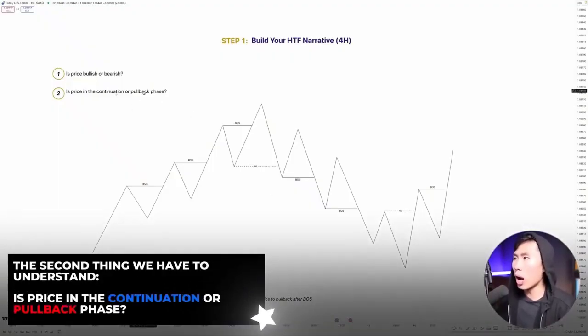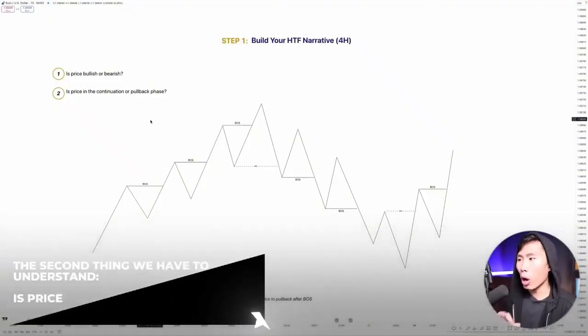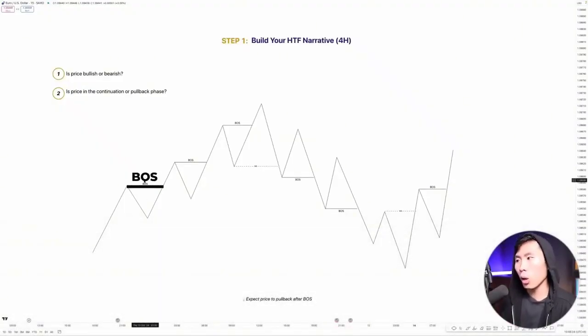The second question you want to ask yourself is, is price in the continuation phase or the pullback phase? Because after a break of structure, we know that price is going to start pulling back. And we need to have that at the back of our mind.